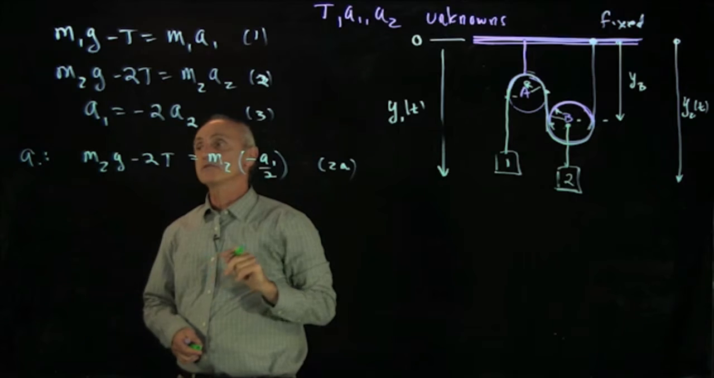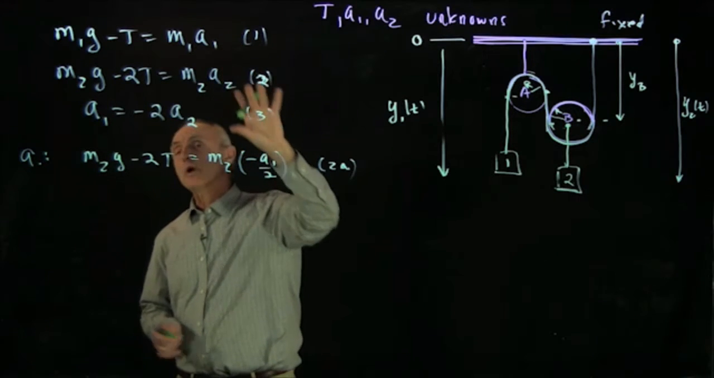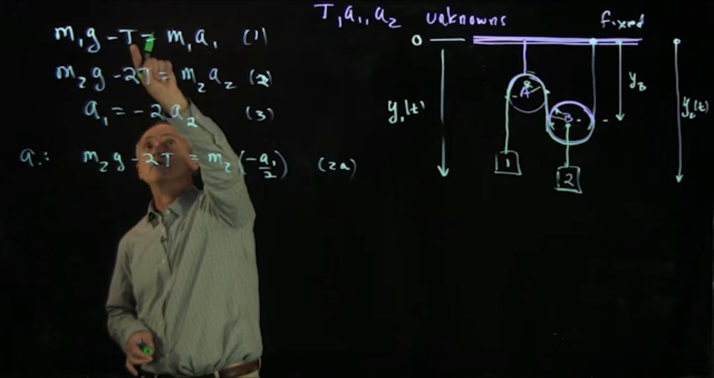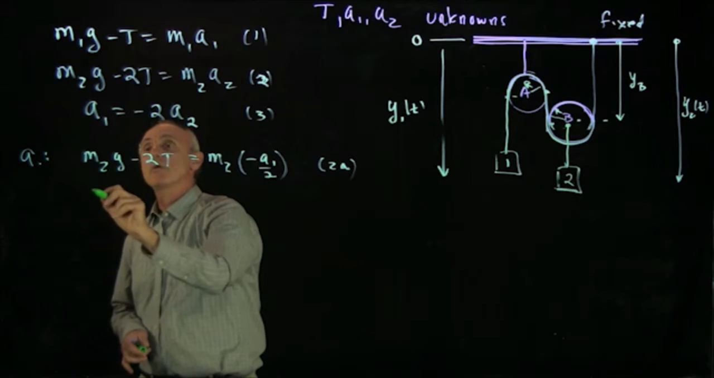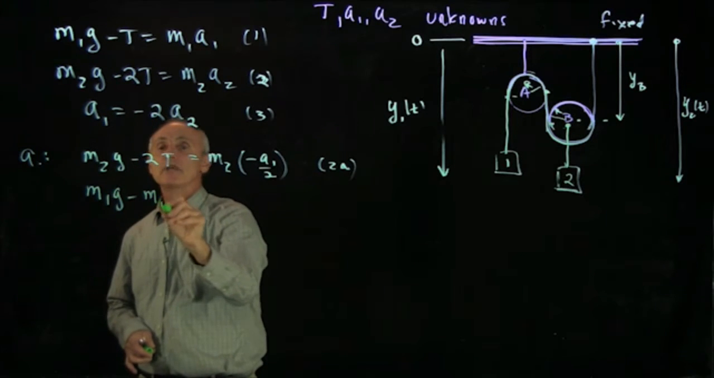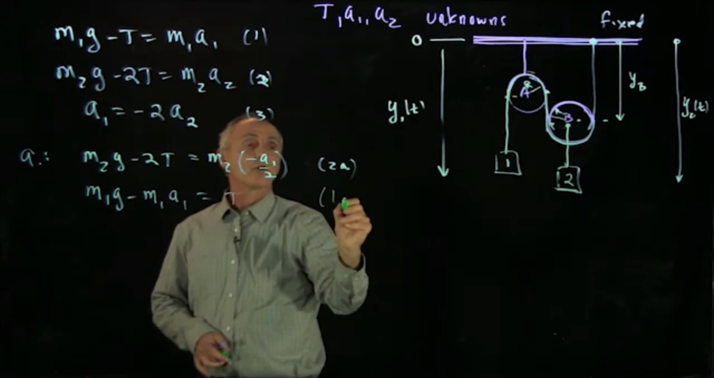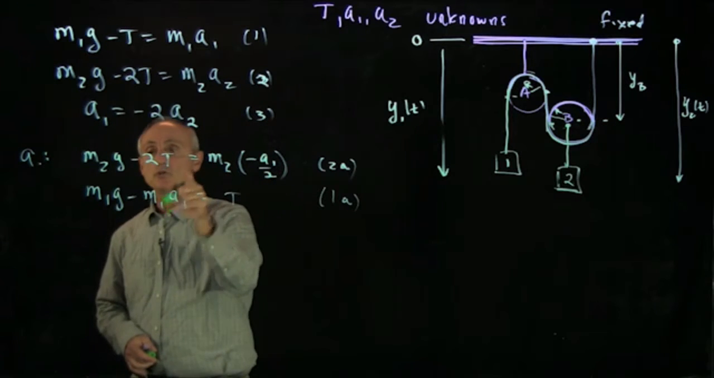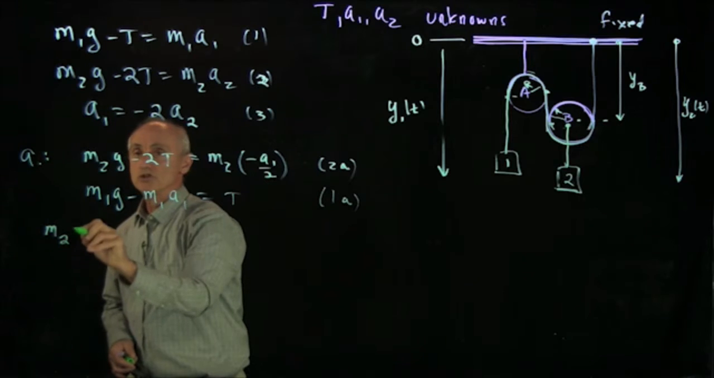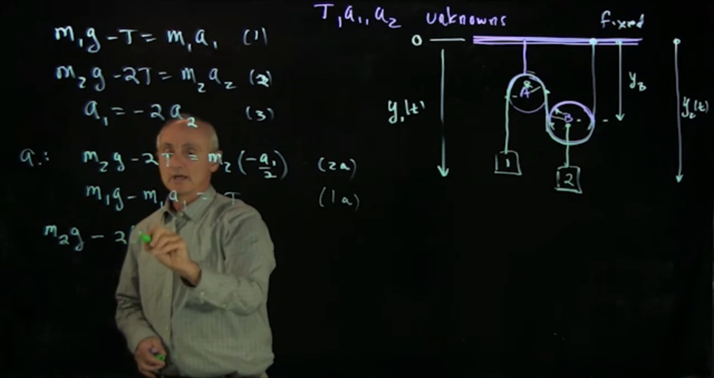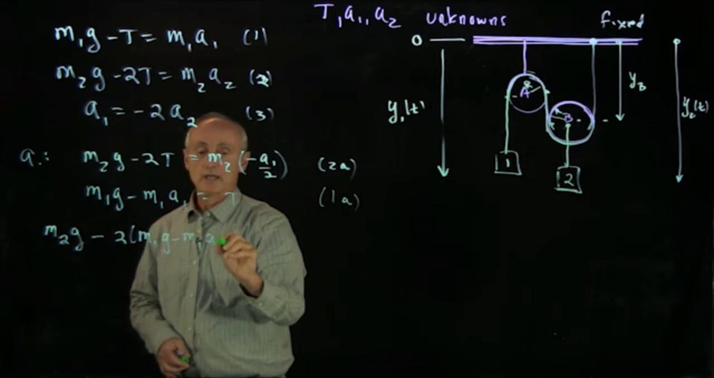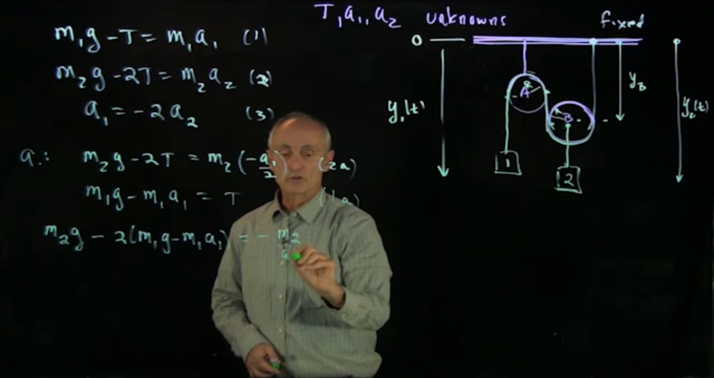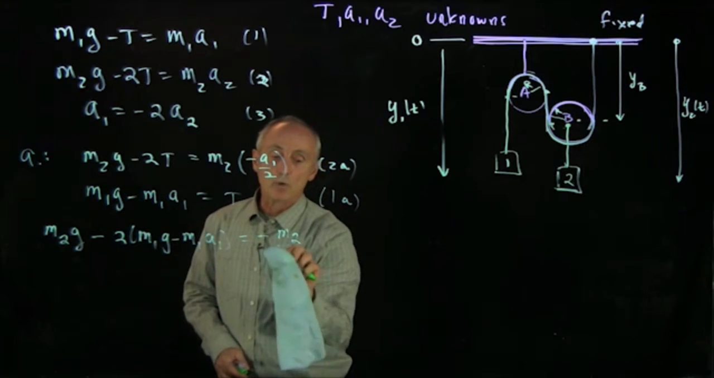And what I can do is solve for either equation, and I can make a choice what's easiest. When I look at these equations, it's easiest for me to identify what T is in terms of a1. So I'll write m1g minus m1a1 is equal to T. I'll call that equation 1a. And now I can substitute that value of T into equation 2a, and I get m2g minus 2 times (m1g minus m1a1), and that's equal to minus m2 over 2 times a1.